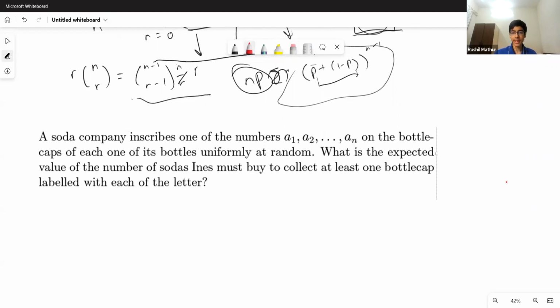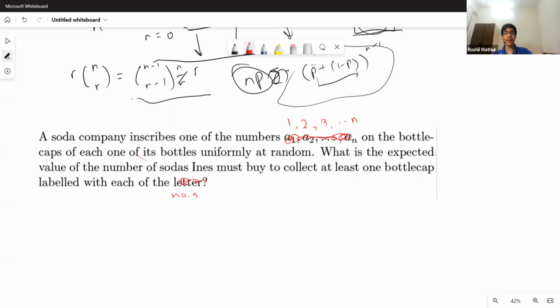The question basically says a soda company inscribes numbers 1 to N, I'm going to change this a bit, just say 1 to N, it does not really matter, on each of its bottles uniformly at random. What is the expected value of the number of sodas you must drink to collect at least one bottle cap labeled with each of the numbers?